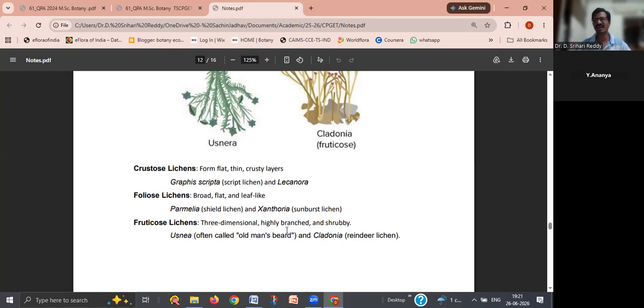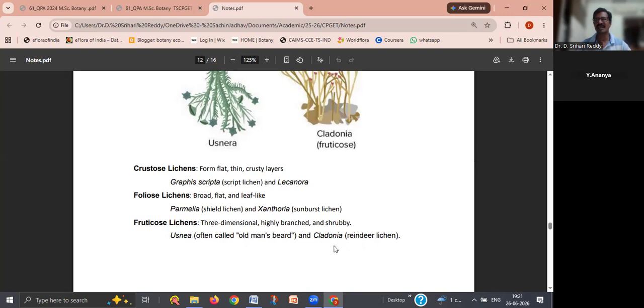Usnea, the common name of Usnea is, it is very famous, old man's beard. And one more important one is Cladonia. It is called reindeer moss or reindeer lichen. It is also very important. Cladonia.